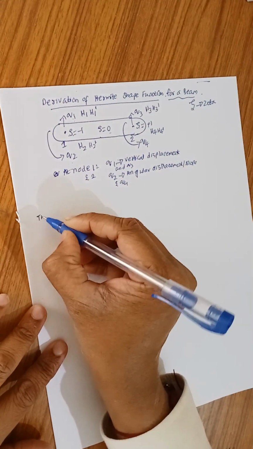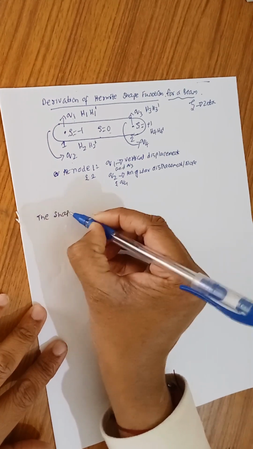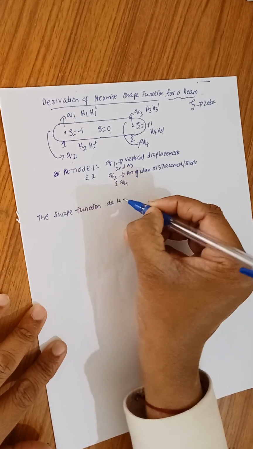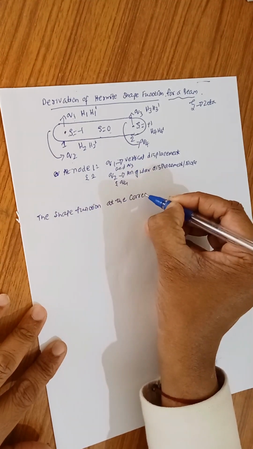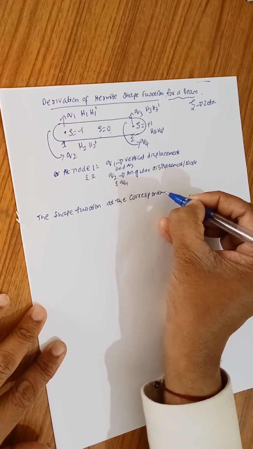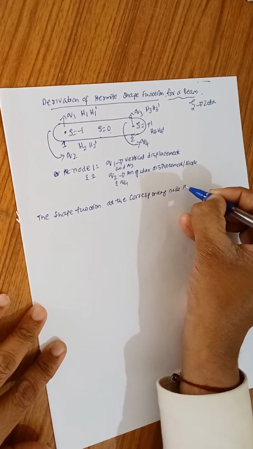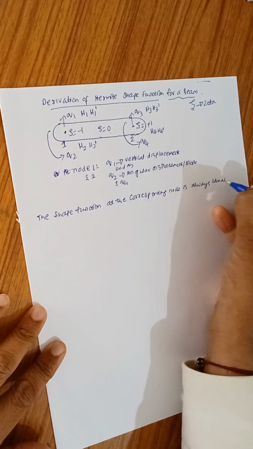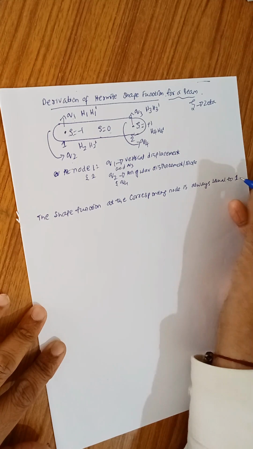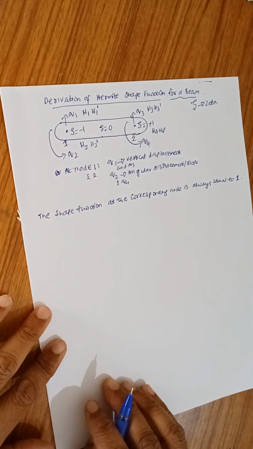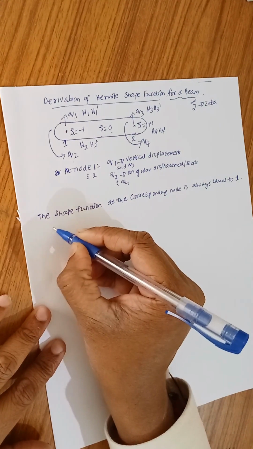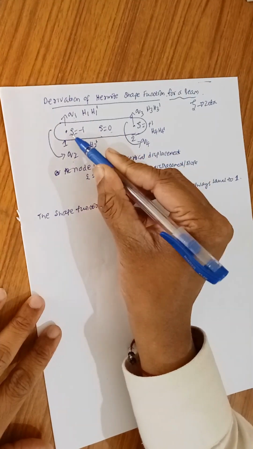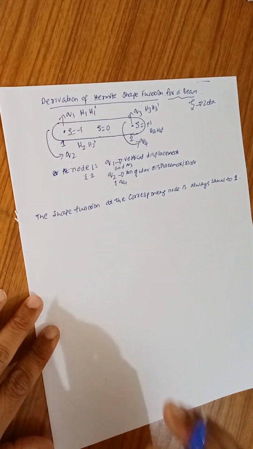Now you have to know one thing: the shape function at the corresponding node is always equal to unity. Unity means it is 1, meaning the shape function at the corresponding node will always be equal to 1. Now you see, when I derive the shape function h1, I have to find out the values of h1 dash at node 1 and node 2. Just like that I have to do for h2, h3 and h4.